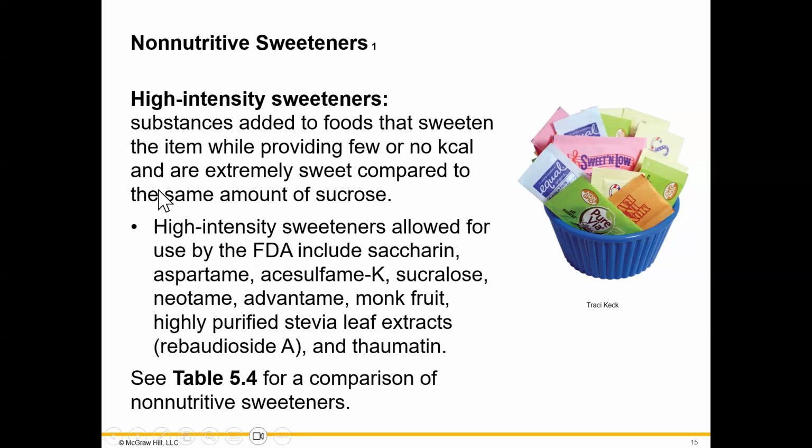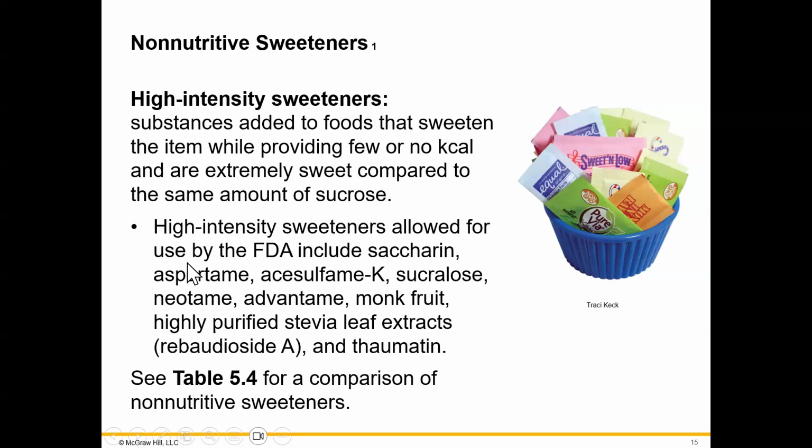So let's go through that real quick. They are very sweet, extremely sweet, ranging anywhere from 80 times sweeter than sucrose all the way up to 400 times greater than sucrose. Tremendously high. But they are used quite frequently because they do not have calories, and they do not have carbohydrate. So they are carbohydrate, sugar-free alternatives that still give you that sweet taste.